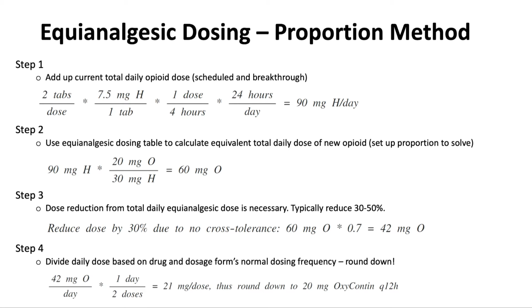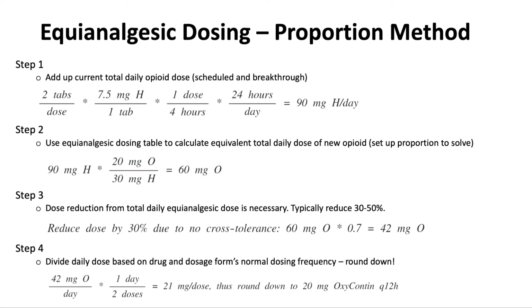But now we have to take into account how the OxyContin brand of oxycodone is administered, and it's dosed every 12 hours, which means in one day there would be 2 doses. So let's take 42 milligrams of oxycodone per day, and in one day we're going to administer 2 doses. So 42 milligrams divided by 2 gives us 21 milligrams per dose.